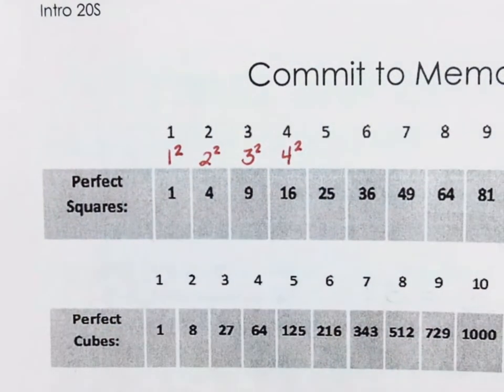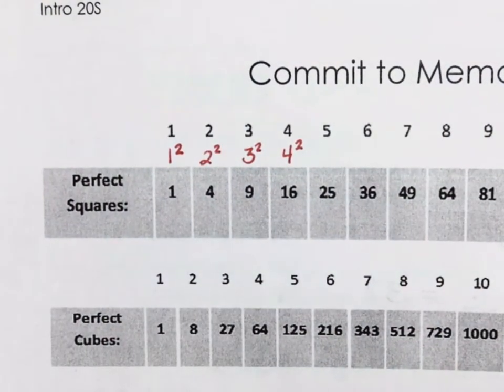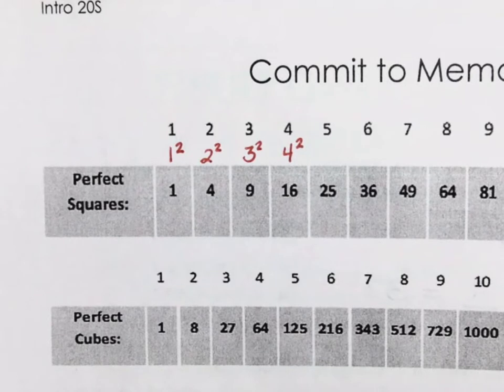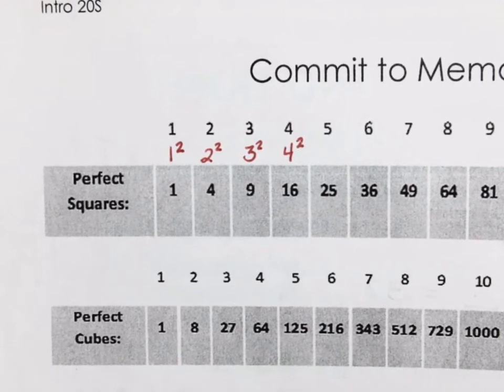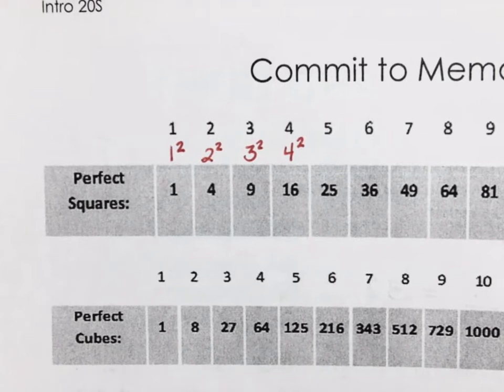16. And that keeps going on. I'm going to tell you, ladies and gentlemen, by the time you leave grade 10, you're going to know your perfect squares. You should know your perfect squares up to 9. Well, up to 10. 10 squared is 100, so we can throw that one in.